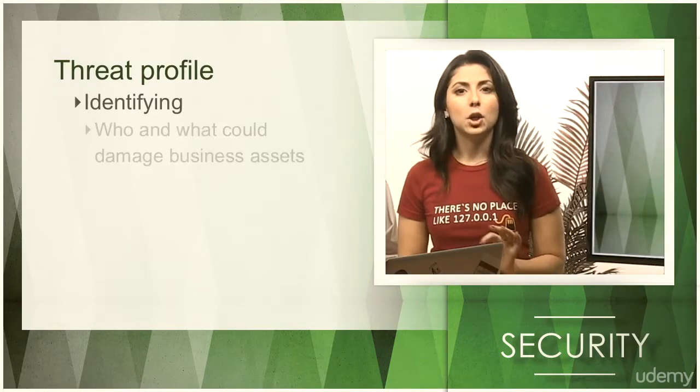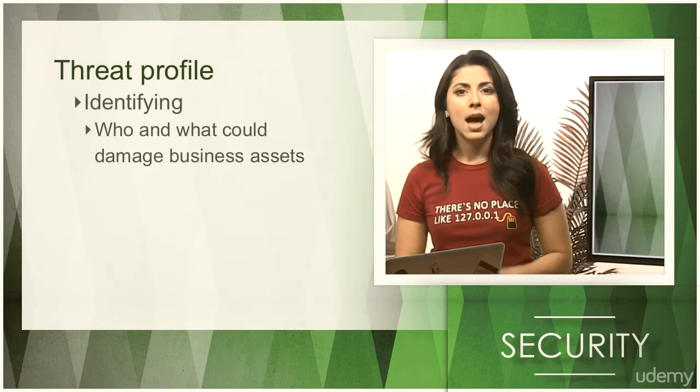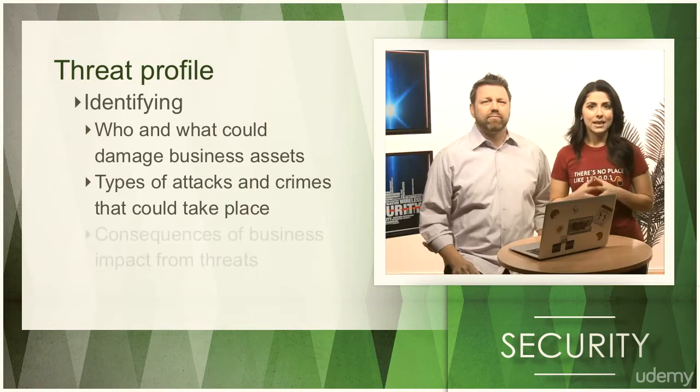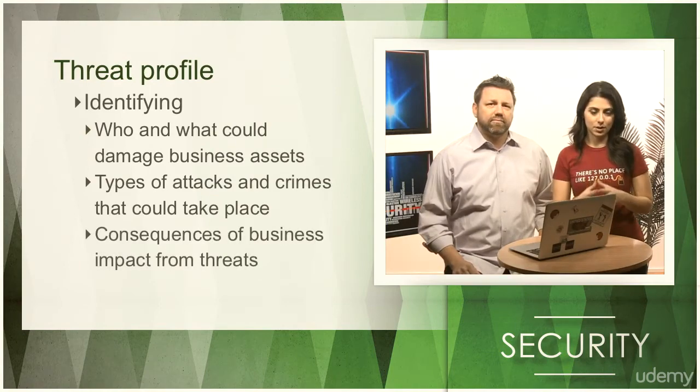This means identifying who and what could damage business assets, identifying the types of attacks and crimes that could take place, and the consequences of business impact from these threats. The type of physical countermeasures should measure their adequacy or inadequacy against the organization's threat profile. Threat profiles vary from one organization to another, as you can well imagine. And the security team should understand the types of attackers, the capabilities of these attackers, and the resources and tactics these individuals would use. We're going to look at both safety and security mechanisms which every security professional should be aware of.